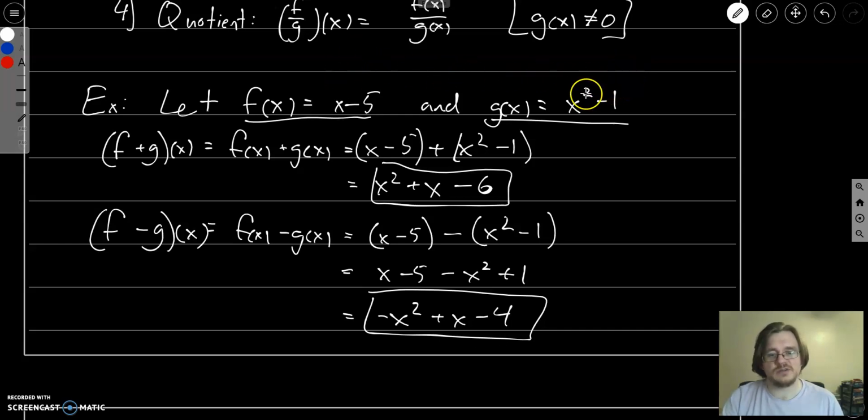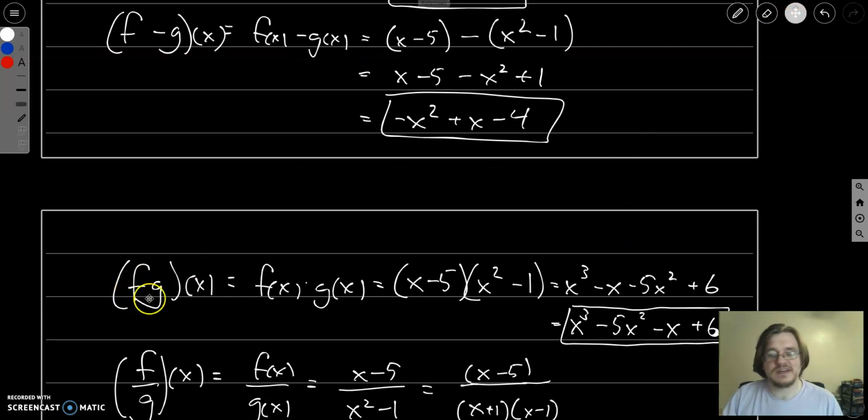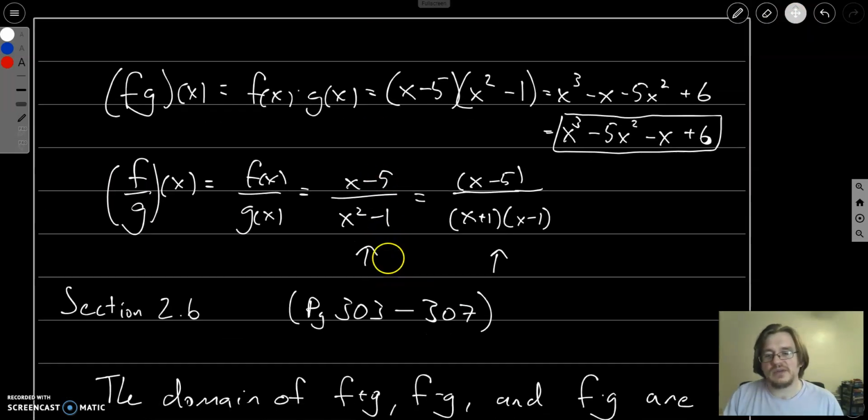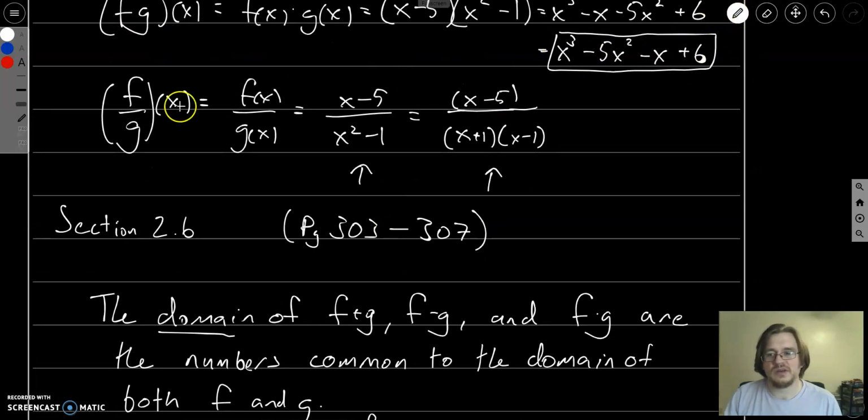So the domains of these two functions are all real numbers. So the domain of f plus g, the domain of f minus g, and the domain of f times g are also going to be all real numbers. The only time that we have to be a little bit careful is when we're dividing by a function and we don't want to divide by 0.